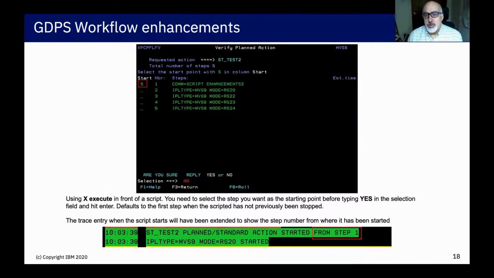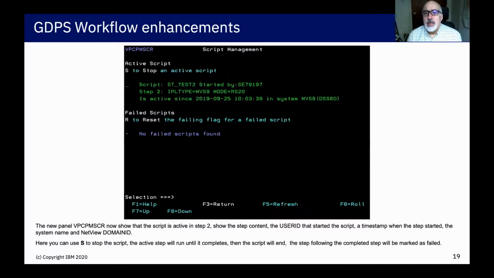When you go into a script, the first script statement is always going to be selected, but you can blank that out and put the S on whichever step it is you wish to execute from. So that's one of the more powerful ones. When you have a script running, it will be indicated in the script management panel, as I mentioned, and it's here that you can inject this stop request.